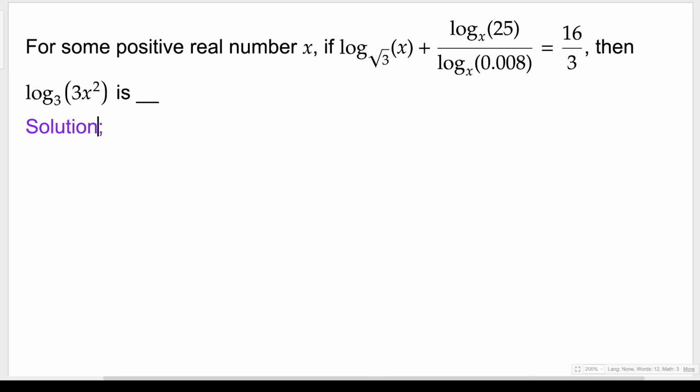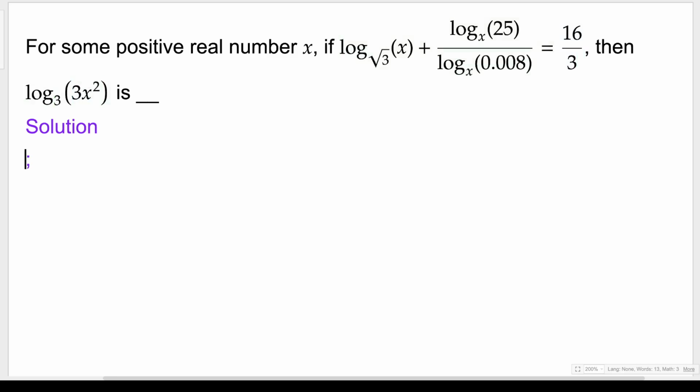So consider this given problem statement. It says that for some positive real number x, this is the equation that is given: log of argument x base square root of 3 plus log of argument 25 base x divided by log of argument 0.008 base x is equal to 16 over 3. In that case we need to compute log of argument 3x square and base 3.